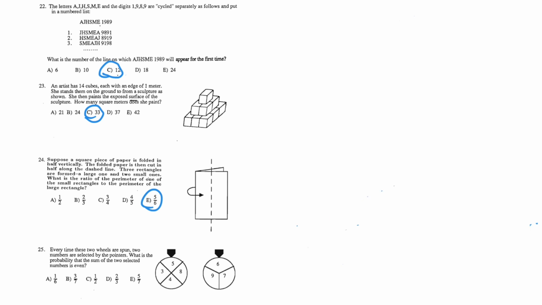Problem 25. Every time these two wheels are spun, two numbers are selected by the pointers. What is the probability that the sum of the two selected numbers is even? We know odd plus odd is even, and even plus even is still even. So those are the two cases.